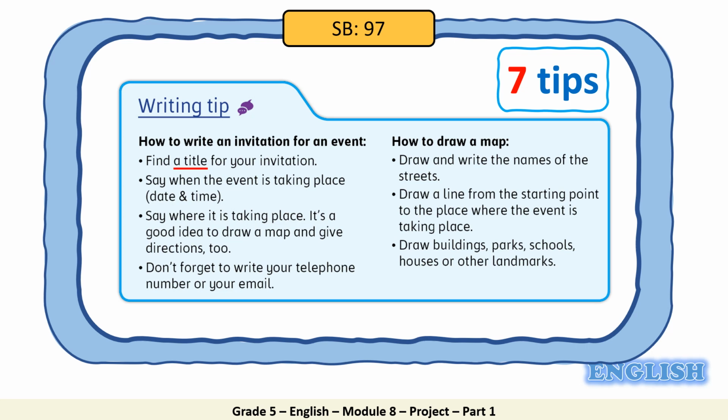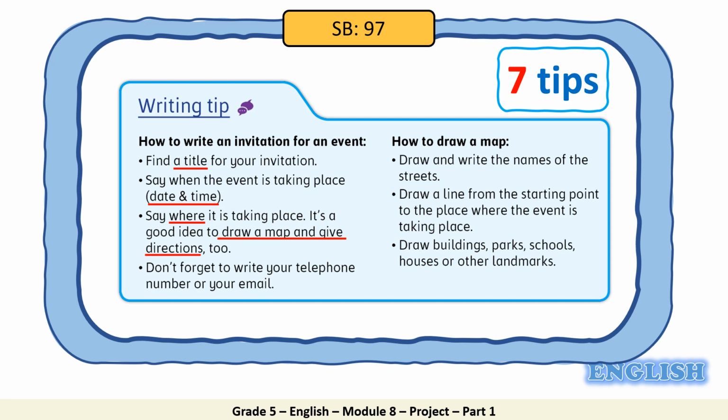The title must be catchy, big, and clearly shows what the invitation is for. Number 2. Say when the event is taking place. You have to say the exact date and time. Number 3. Say where it's taking place. It's a good idea to draw a map and give directions too. Don't worry, we will discuss the tips of the map in a bit.